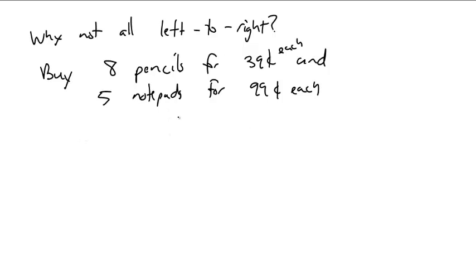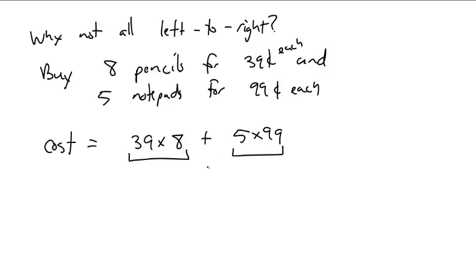How much does it cost? The cost is going to be, we have 39 cents 8 times, 39 times 8, and then we add to that 5 times 99. We want to do multiplication before we do addition. If you want to write this from left to right, there is no way you can write multiply the 8 and the 39 first, and then multiply the 5 and the 99 second, and then add them together. There's absolutely no way you can do that purely from left to right. Oh, you can use some parentheses, but again, if you start using parentheses, it means you're talking about order of operations.